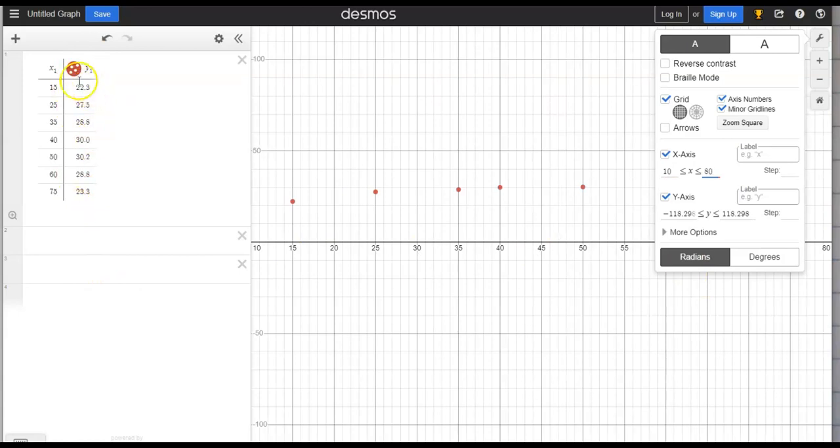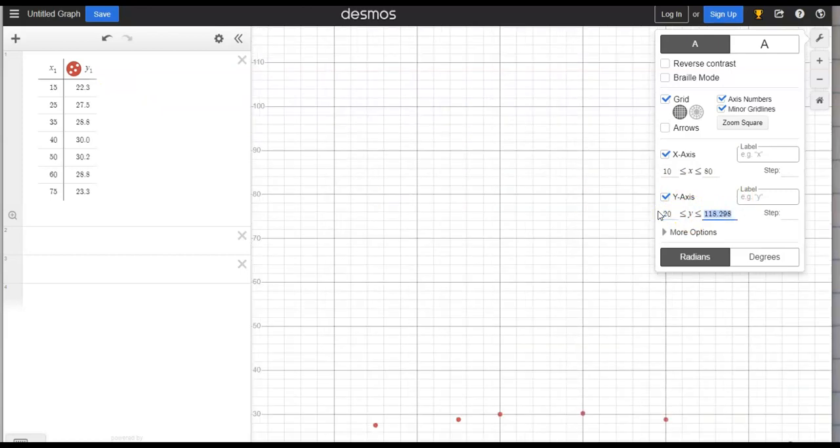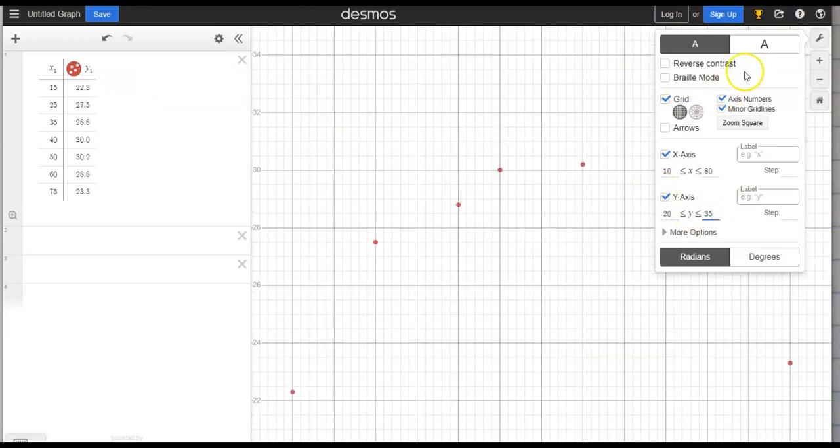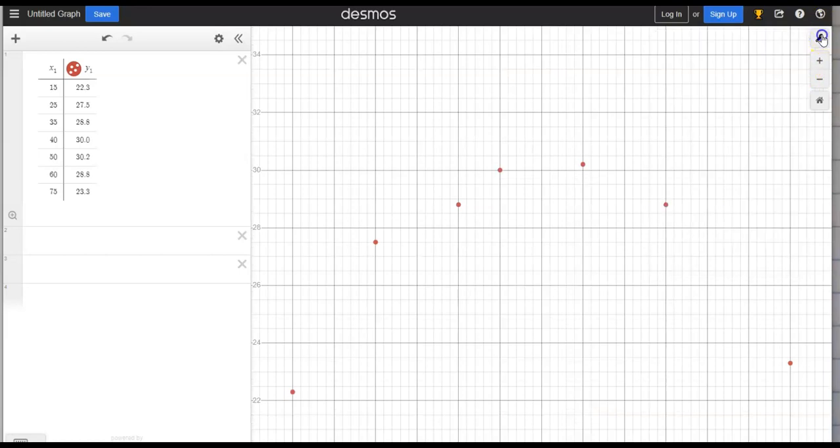All right, and then on the Y-axis, I can do the same thing. It looks like the smallest Y is 22. So how about 20 as the bottom? And then the biggest Y is around 30. So let's go with maybe 35 at the top. That'll work. You can play with those numbers, and you don't have to have the same ones I do. I'm just giving you some suggestions. And now you can see it's nicely spaced out in our viewing window.